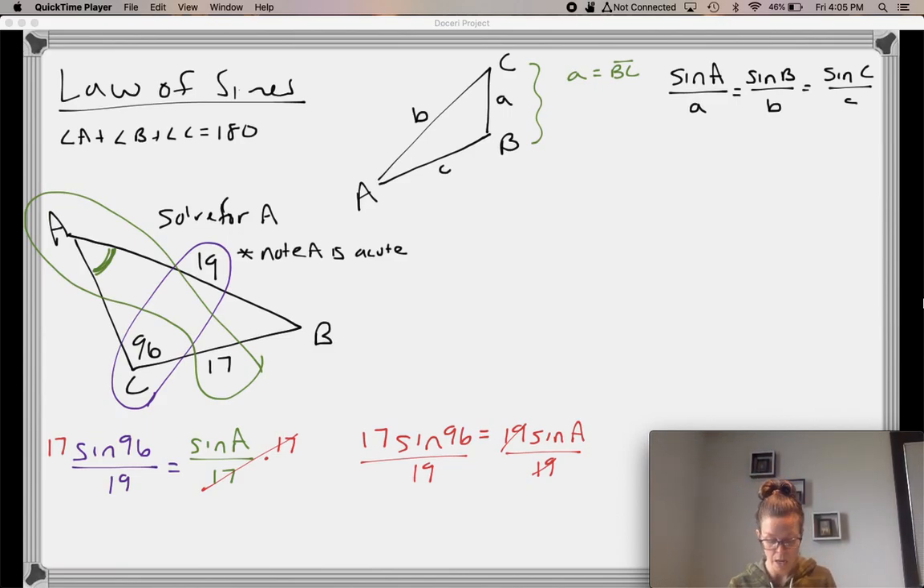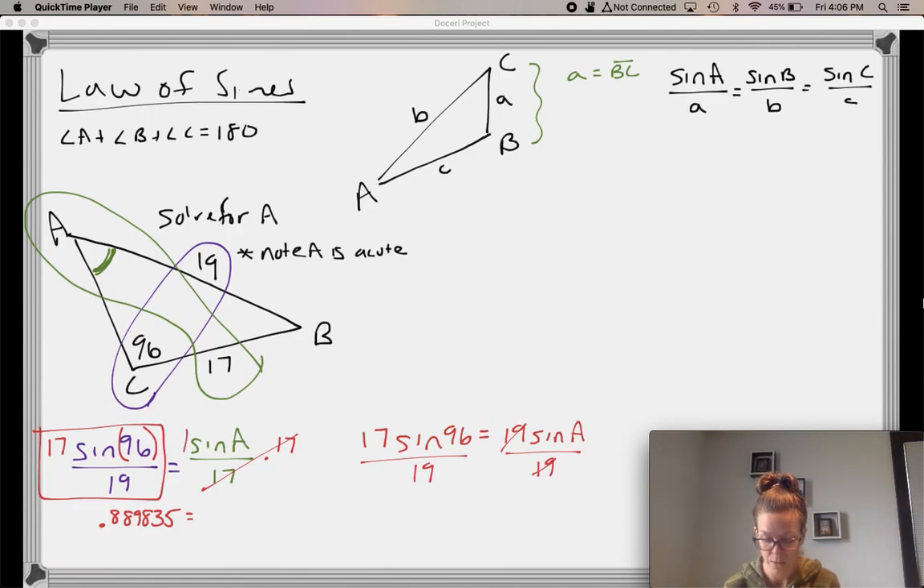Okay, so now I'm going to type into my calculator this 17 sine 96, but remember, open and close parentheses. So 17 sine, it automatically opens. I type 96, I close them, and divide it by 19. Now when I type all of that into my calculator, I get an answer of 0.889835. That seems like a really small angle. I'm trying to find angle A, and that's tiny, right? That's because that's not my answer yet.